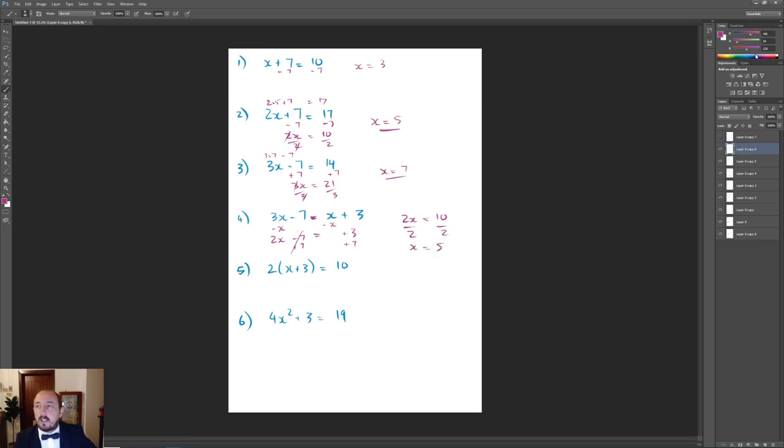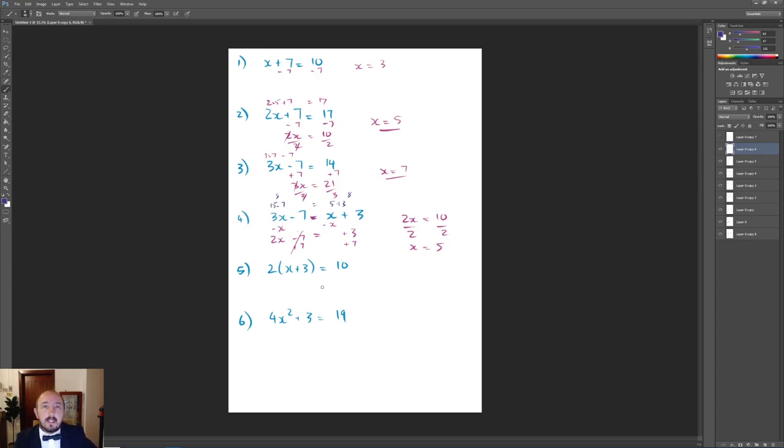So we can just check that, because we've got 3x, so 3 lots of 5 is 15, take away 7, that's 8. And then on the right hand side, we have x plus 3. 5 plus 3 is also 8, so the left-hand side and right-hand side balance.